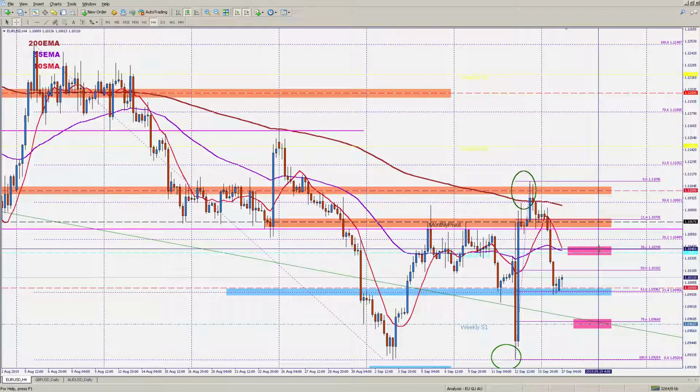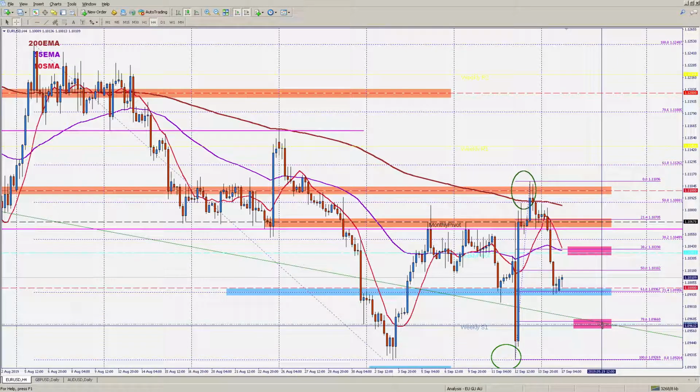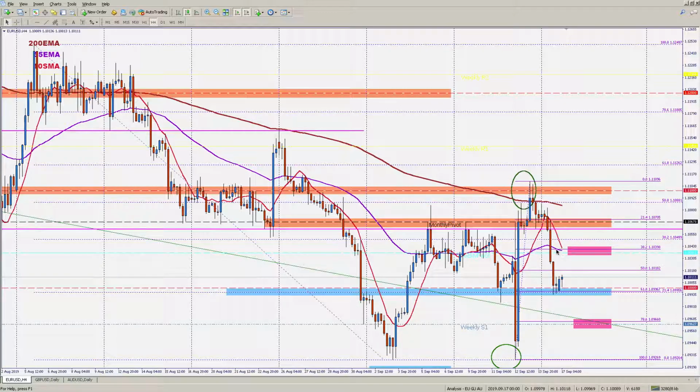With short-term resistance at 110.40 and support at the 109.60 area. You can see the resistance is at the 38 Fib retracement, the weekly pivot, as well as the 55 period EMA.